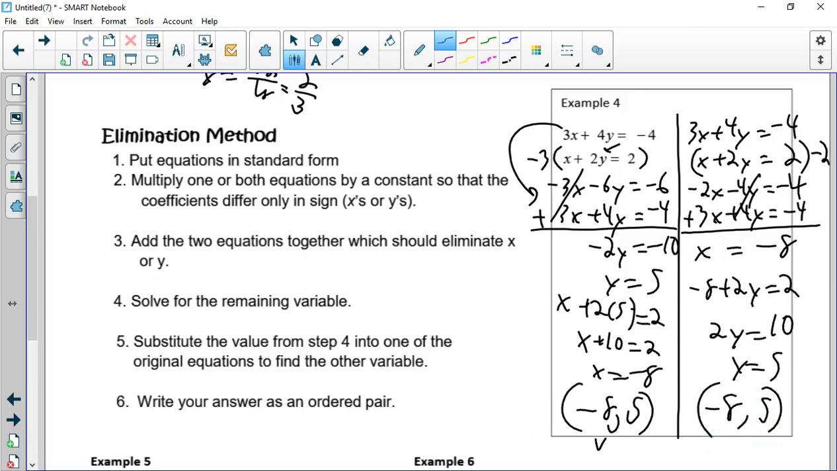Now, here's a hint. Sometimes you'll get a nasty answer, like when you're doing this the first time, and you get a nasty fraction that will not go into the original equation nicely, and you have nasty fractions to work with. This is a nice method. Go back and just eliminate the other variable and just do elimination twice, and you won't have to worry about the nasty fractions.